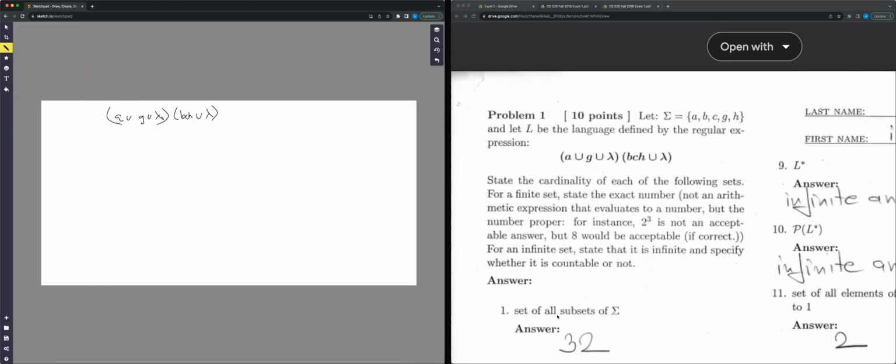The first question says the set of all subsets of sigma. This is equivalent to just 2 to the power of whatever the size of sigma is. So what is sigma? Sigma is right here. It's A, B, C, G, H, which is 5. So this is equal to 2 to the 5, which is equal to 32.